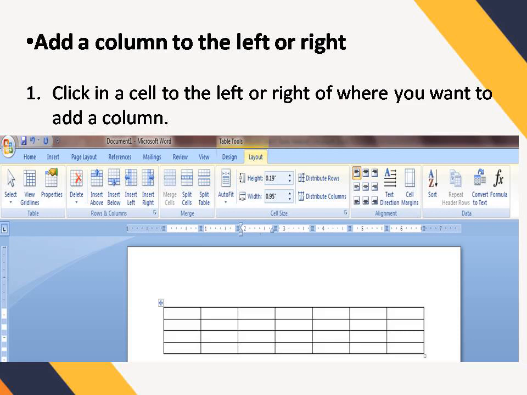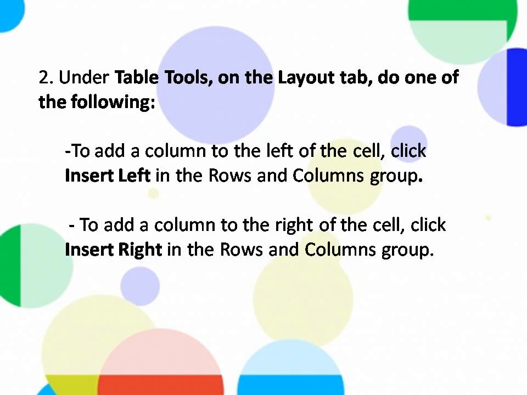Step 1. To add a column to the left of the cell, click Insert Left in the Rows and Columns group. Step 2. To add a column to the right of the cell, click Insert Right in the Rows and Columns group. In this way, you will be able to add the columns to left or to right.